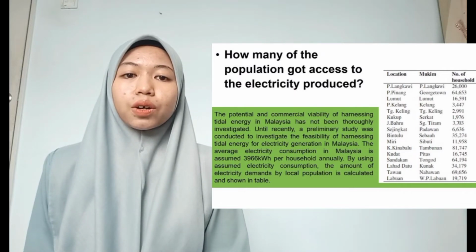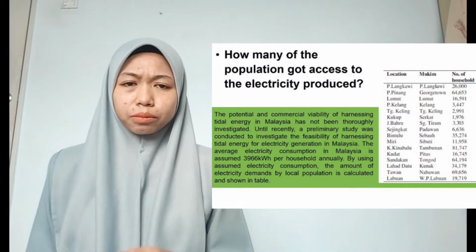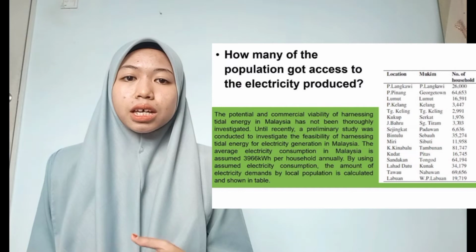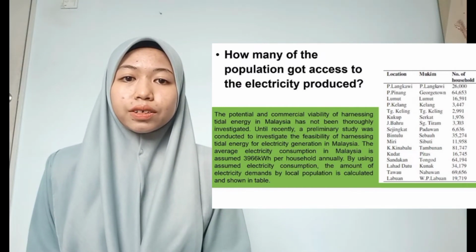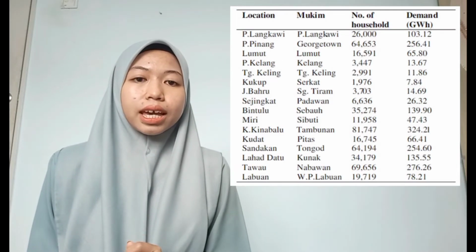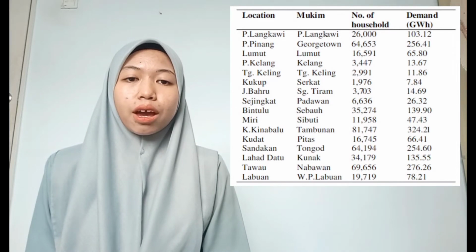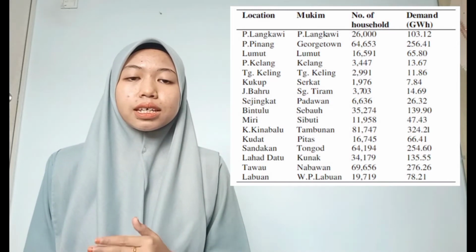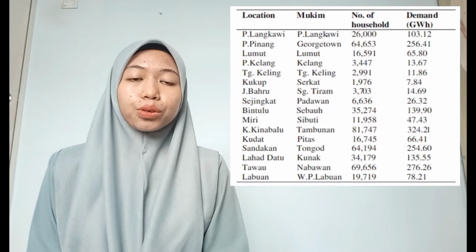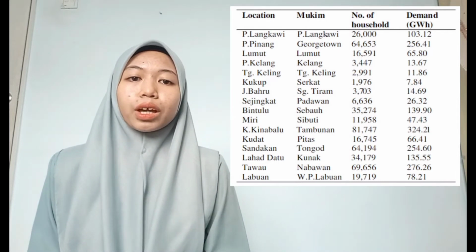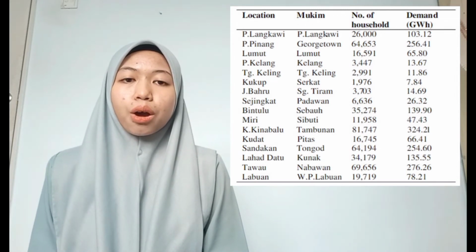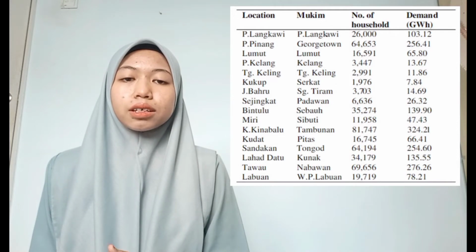The average electricity consumption in Malaysia is assumed to be 3966 kilowatt-hours per household annually. By using this assumed electricity consumption, the amount of electricity demanded by the local population is calculated and shown in the table. As you can see, the table shows the local electricity demand. From this table, the highest electricity demand is in Kota Kinabalu, followed by Tawau, Pulau Pinang, Sandakan, Bintulu, Lahad Datu, and Pulau Langkawi, where the demands exceed 100 gigawatt-hours annually, while the rest of the locations are below 100 gigawatt-hours.